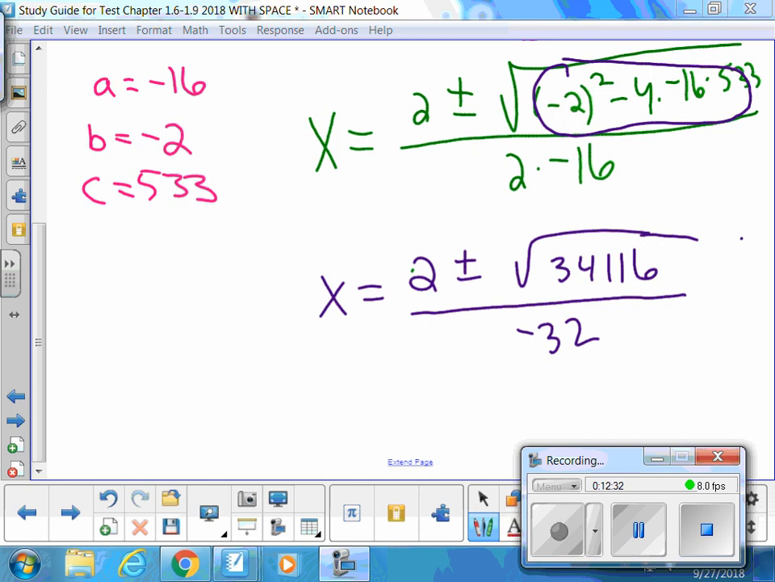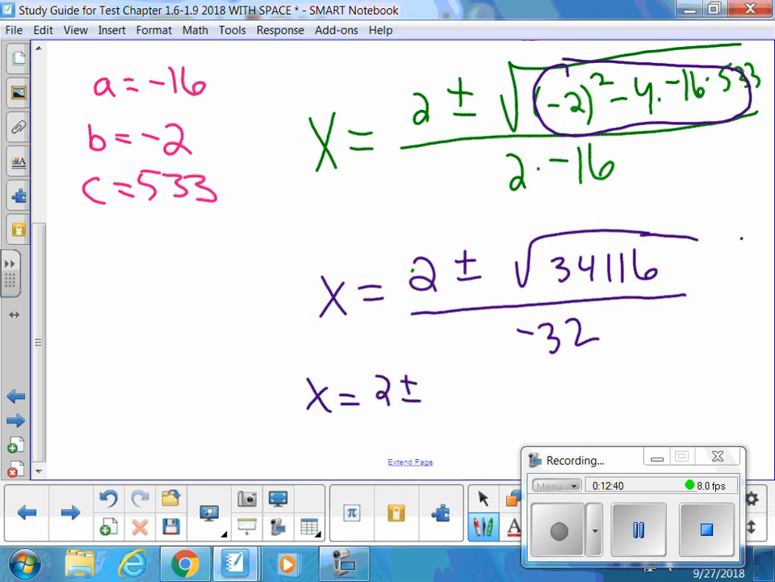All right, hello, video people. We forgot about you. Our discriminant was 34,116. We went ahead and found the square root of that and got 184.71, all divided by negative 32. And now we got to finish the problem. So we got to do it twice. Once with the plus and once with the minus.